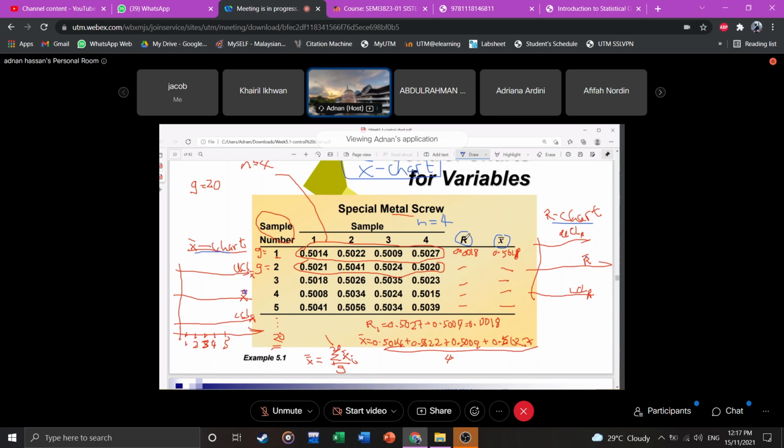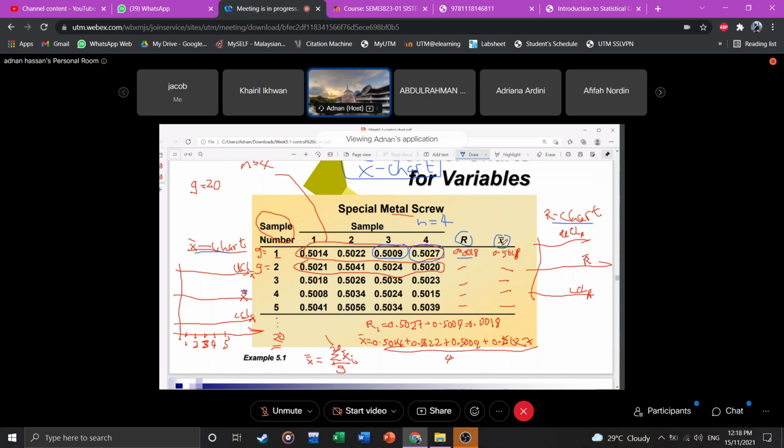So we calculate the R. R is the maximum minus the minimum. What is the maximum value in this subgroup number 1? Can anyone respond to me? 0.5027. Okay, this one is the biggest, right? What is the smallest? This one, right? So the biggest minus the smallest, you get this. This is the R value, 0.0018.